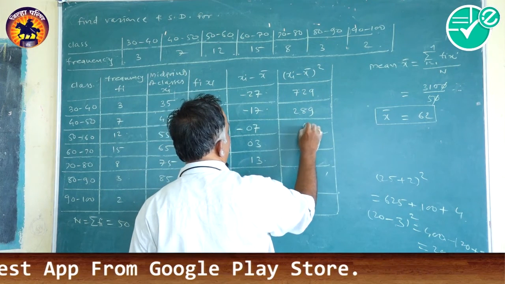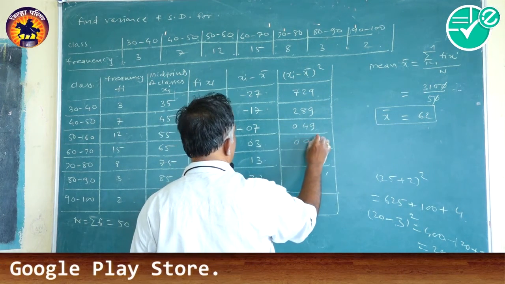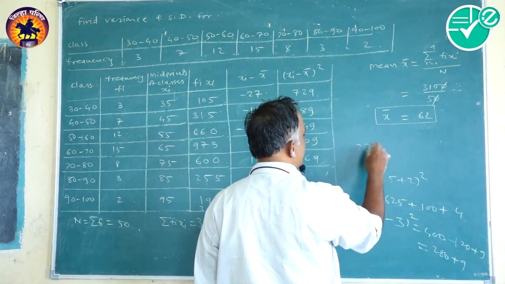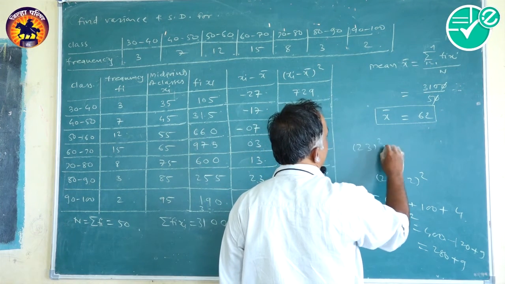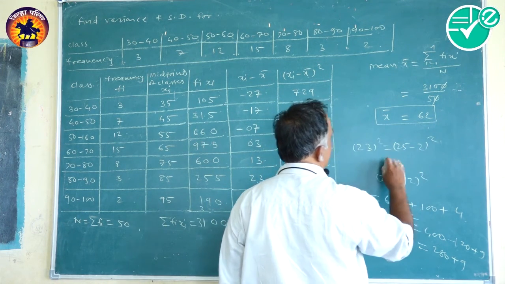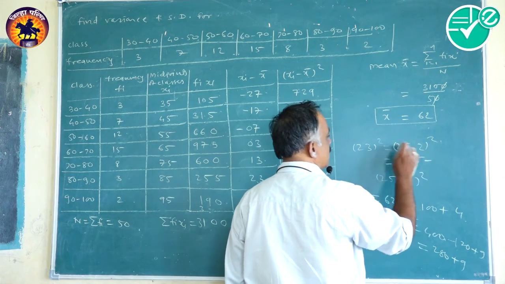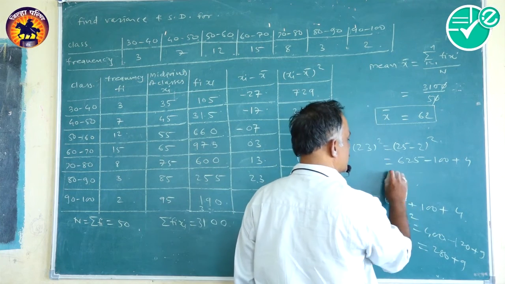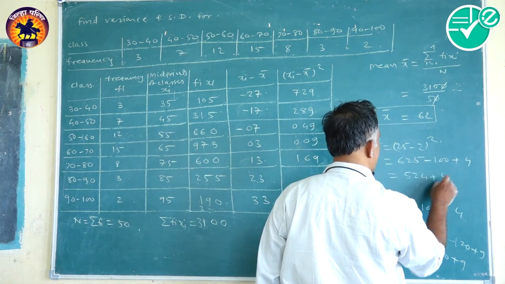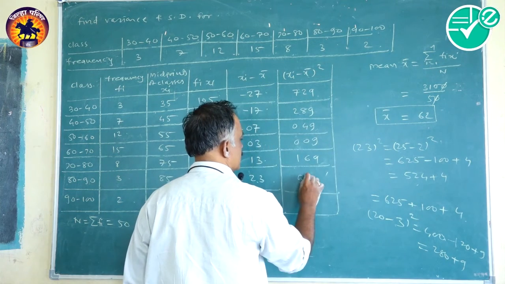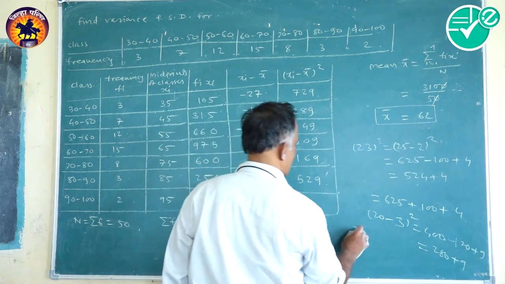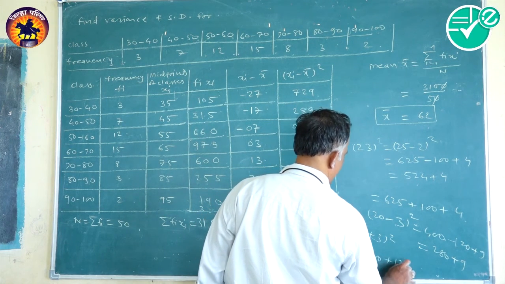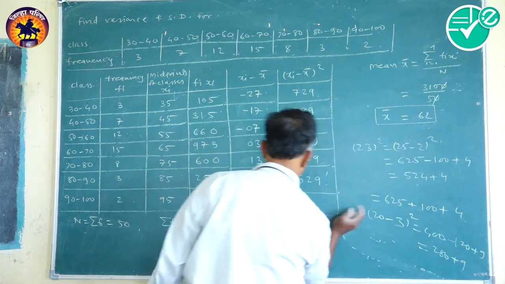7 square 49, 3 square 9, 13 square 169. 23 square, if you remember it, it is better. Otherwise 23 whole bracket square can be written as 25 minus 2 whole bracket square. 25 square is 625, minus 25 into 2 is 50, and double that is 100, plus 4. 625 minus 100 is 525, plus 4 will be 529. Yes, that's it. Quite correct.